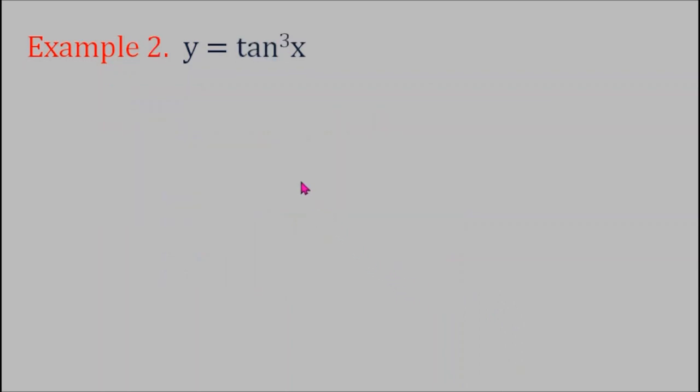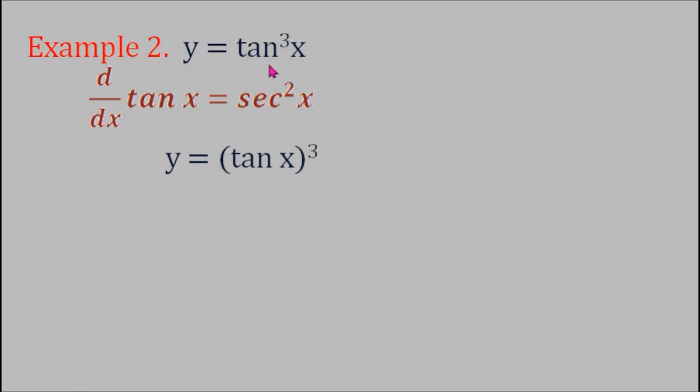Example number 2. y equals tangent cube x. So here we are going to find the derivative of tangent cube x. We know that the derivative of tangent x is secant squared x. And how are we going to deal with the exponent 3? So take note that tangent cube x can be written as the quantity tan x cubed. So by power rule, we have the derivative of x to the power of n equals n times x to the power of n minus 1.